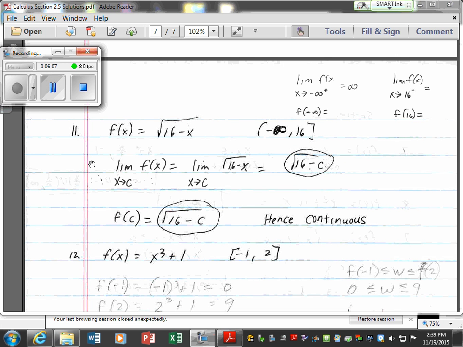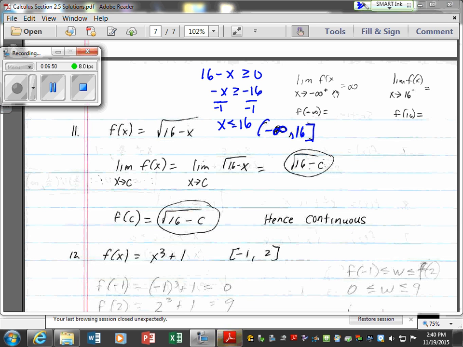Alright, okay, this one says show that f is continuous. First of all, let's figure out where it's continuous, this particular thing right here. Ignore this stuff over here to the right now. Because it's a radical, we're going to say 16 minus x is greater than or equal to 0. Negative x is greater than or equal to negative 16, we move 16 to the other side. If you divide both sides by negative 1, remember with inequalities, when you divide both sides by a negative, you flip the sign. So it's continuous when x is less than or equal to 16, which in interval notation would be this.